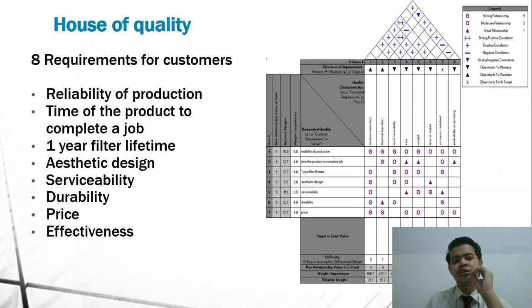For the house of quality, there are 8 requirements for the customer. Number one is reliability of product. Number two is time of the product to complete a job. Number three is 1 year filter lifetime. Number four is aesthetic design. Number five is serviceability. Number six is durability. Number seven is price. And lastly is the effectiveness of the waste cooking oil filtration box.